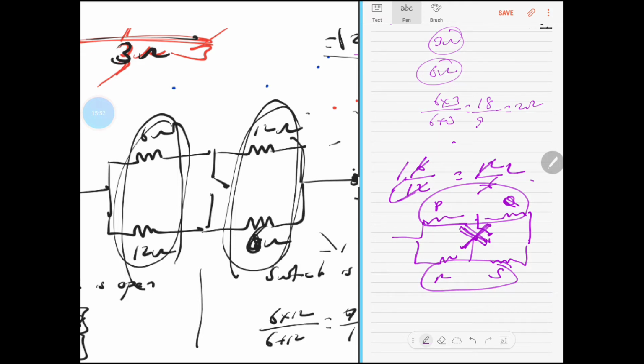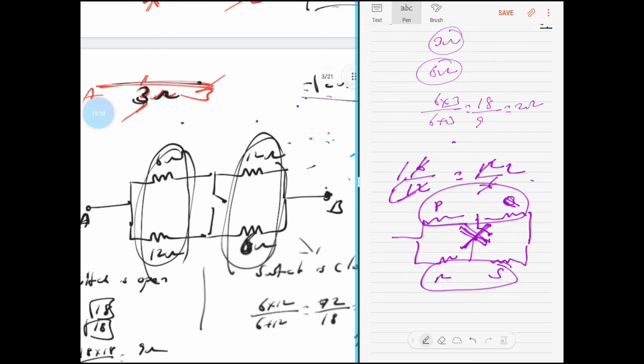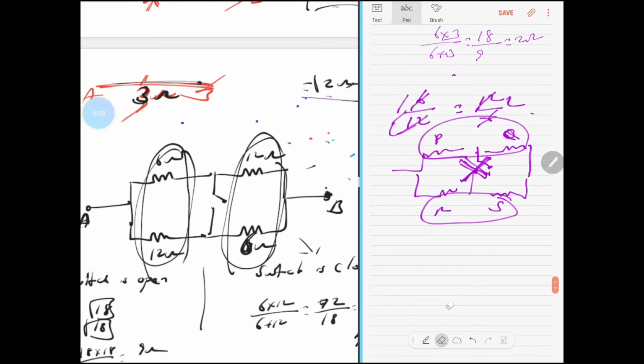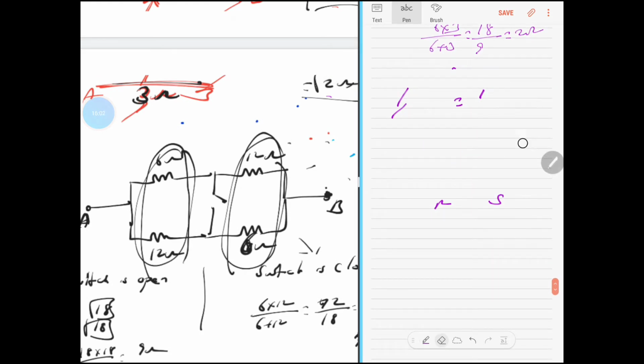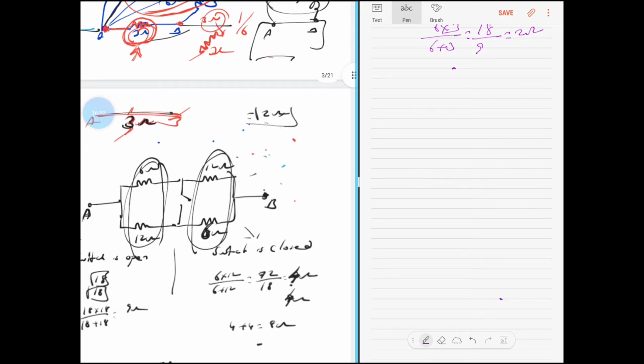But even otherwise, the switch is kept open here. If it's kept open, it means there's no current flowing through. So even though the bridge is not a balanced bridge, the resistors are not proportional. That is, the left side 6 by 12 is not equal to the right side 12 by 6. So it's 1 by 2 and 2, they are not proportional. So then the proportionality of Wheatstone's bridge method is not going to work here. Supposing the switch is open and the switch is closed, there are two conditions. It's not a Wheatstone's bridge sum totally, it's a different sum.